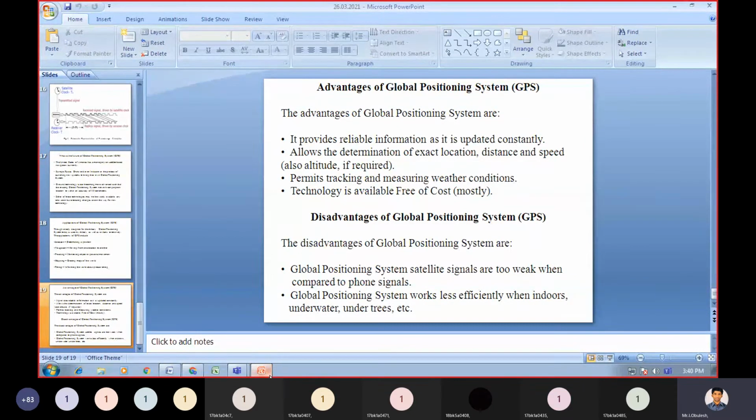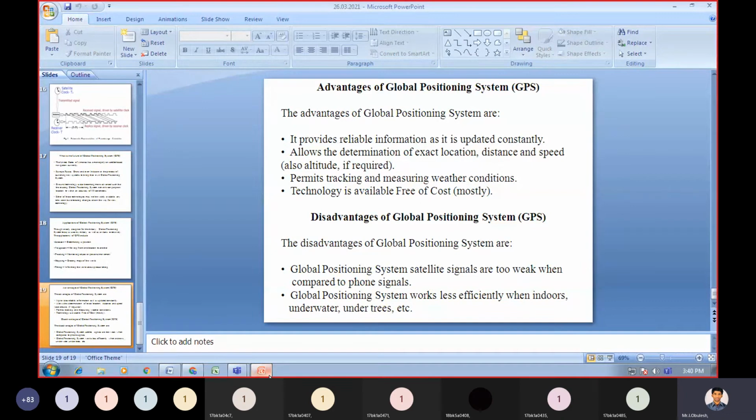Permit to track and measure weather conditions. Then the last and major advantage of the global positioning system is that the technology is available free of cost, mostly. Yes or no? Nowadays the technology is available free of cost. So here we have four major advantages for the global positioning system.